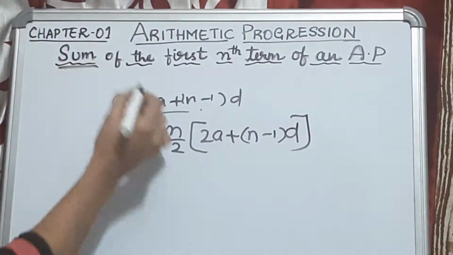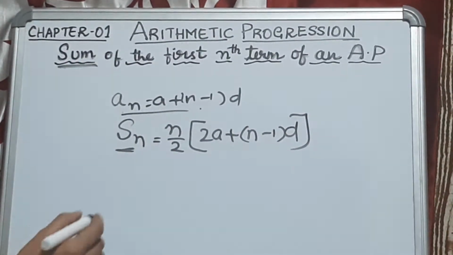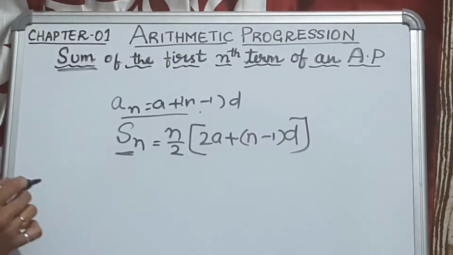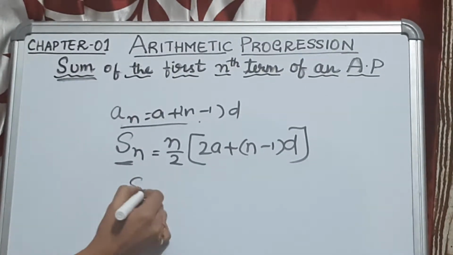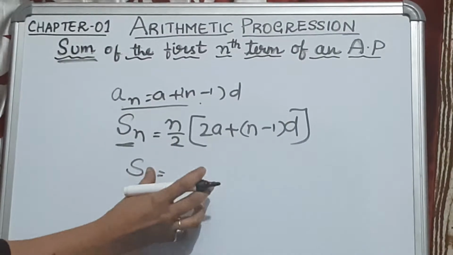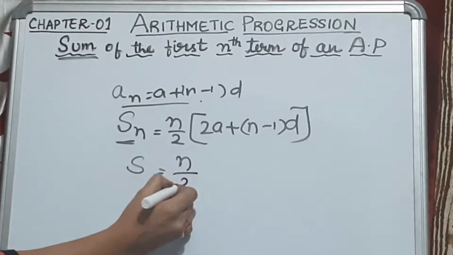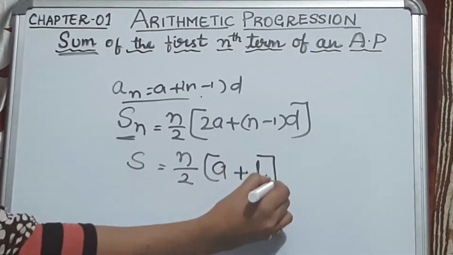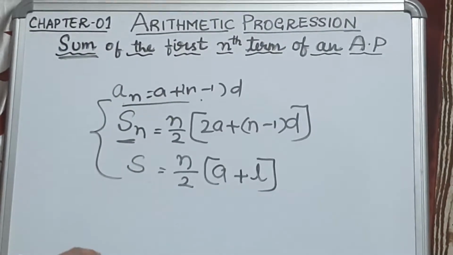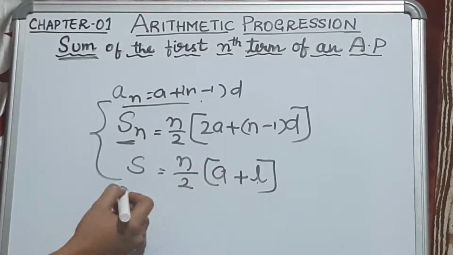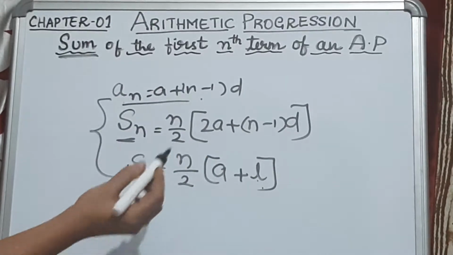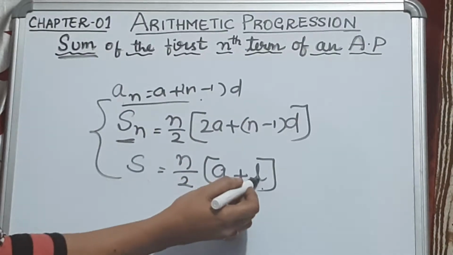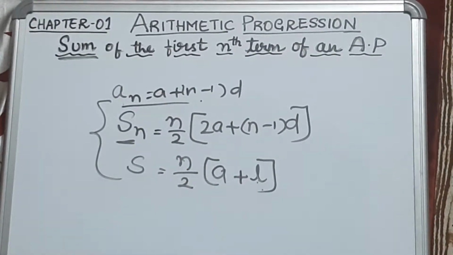For the sum of the terms, we have to use this formula. And also, if the last term of the arithmetic progression is given, then we have to use Sn = n/2 (a + l), where l is the last term. The same formula for the sum of the terms. If the last term is given, we use this formula, and if the nth term is given, we use n/2 [2a + (n - 1)d]. If the last term is given, it is n/2 (a + l).